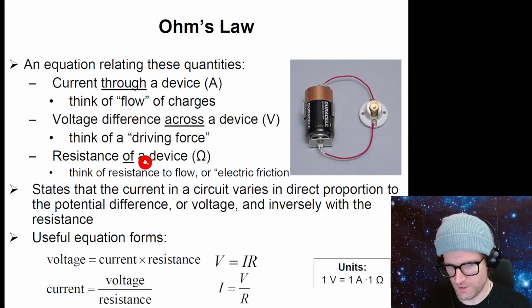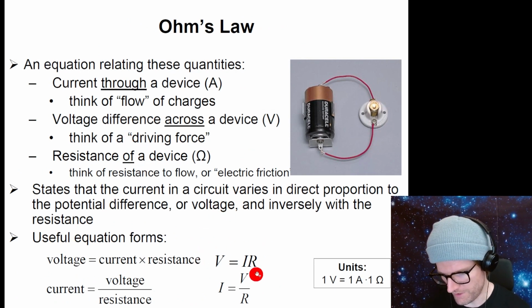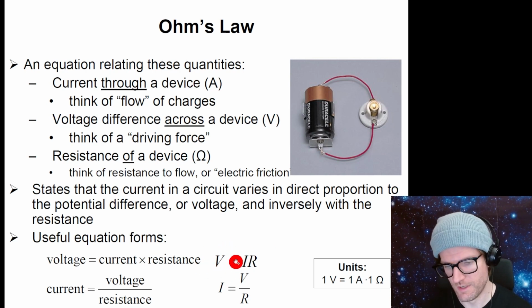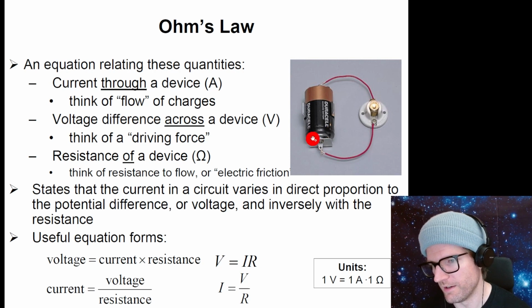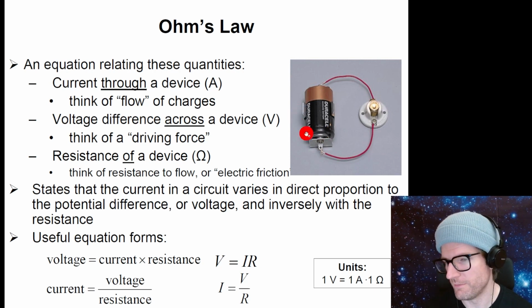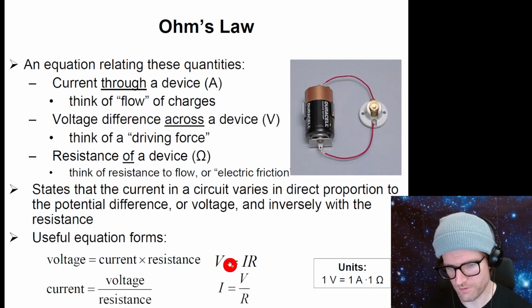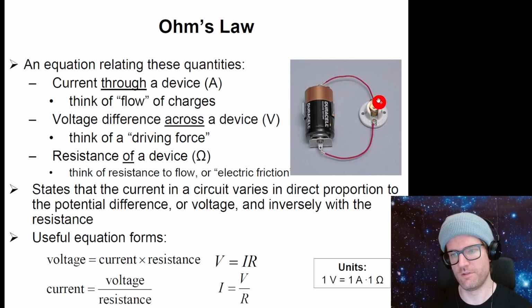Okay, so Ohm's law, let's jump right down here to this equation. The voltage across the resistor equals the current through the resistor times the resistance of the resistor. So this is probably a 1.5 volt battery. The 1.5 volts will be equal to the current through the circuit times the resistance of the light bulb.